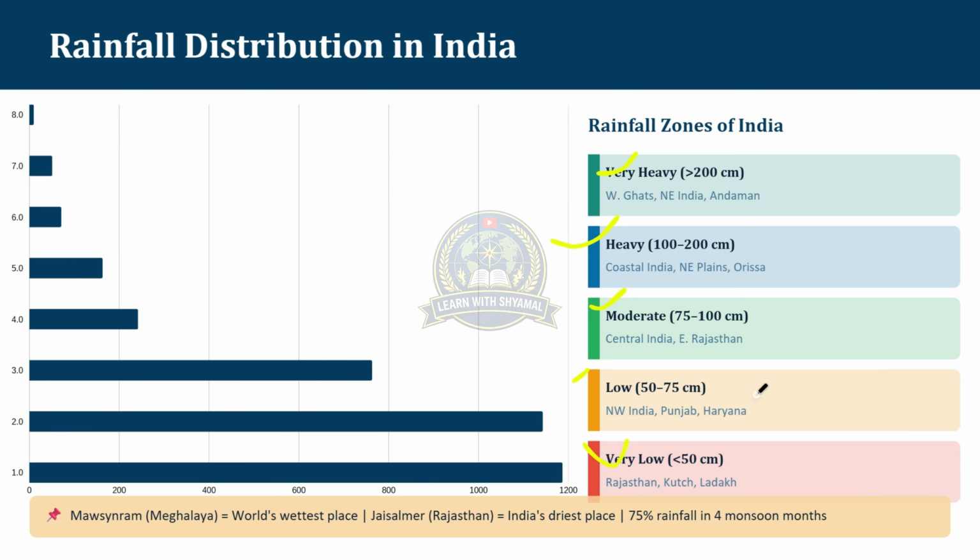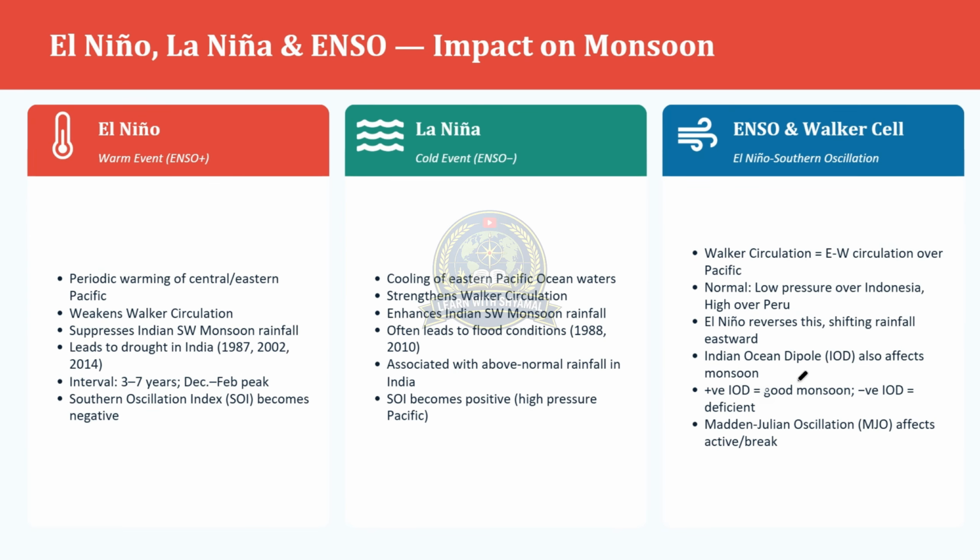Rajasthan, Kutch and Ladakh. El Nino, La Nina and ENSO impact on monsoon. El Nino, warm event, periodic warming of Central and Eastern Pacific. Weakened Walker circulation suppresses Indian southwest monsoon rainfall, leads to drought in India. 1987, 2002, 2024 are some significant examples of this drought. Interval 3 to 7 years, December to February peak. Southern Oscillation Index SOI becomes negative.